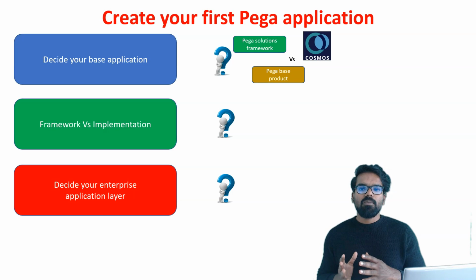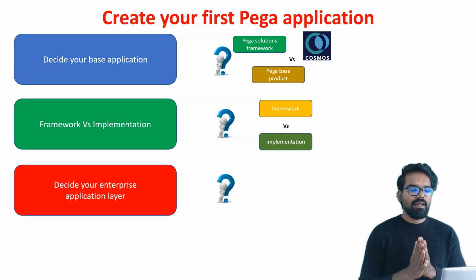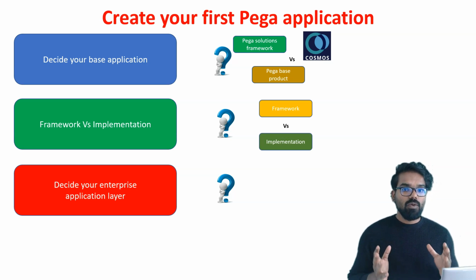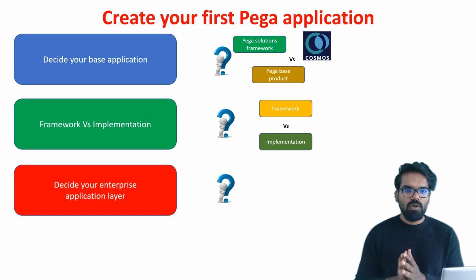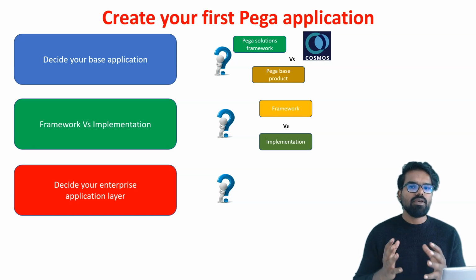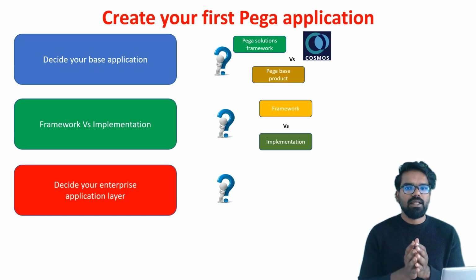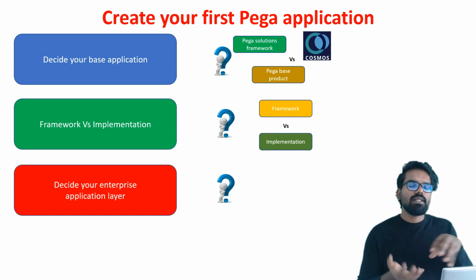Next is framework or implementation application. I get two options here. I can either create it as a framework or an implementation application. First, let's look into what a framework is. In the last video, we already saw briefly about framework applications. A framework can be a flat layer that can hold the reusable code. For every application which you want to build, you definitely need an implementation layer that can be built over either the base product or the framework layer.